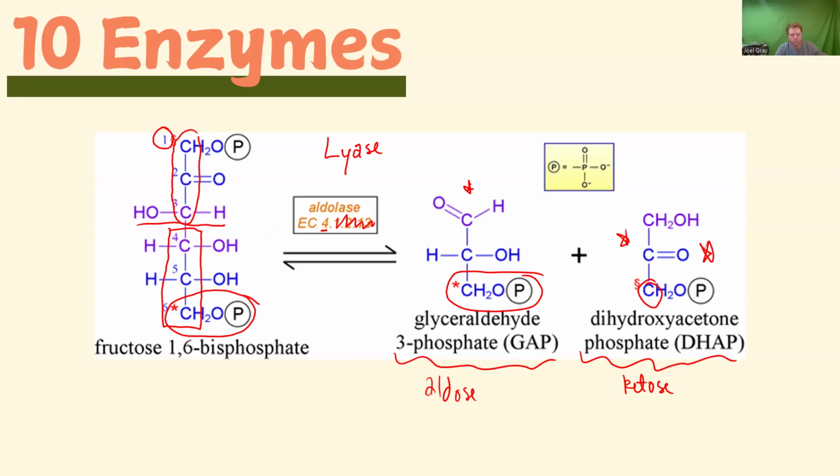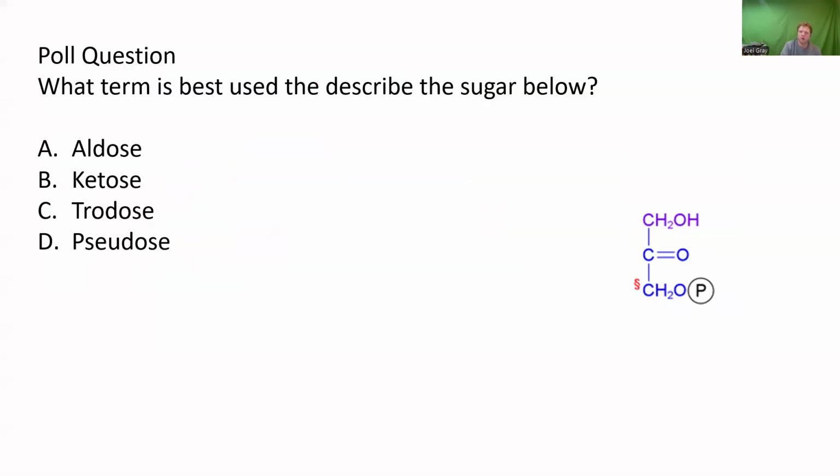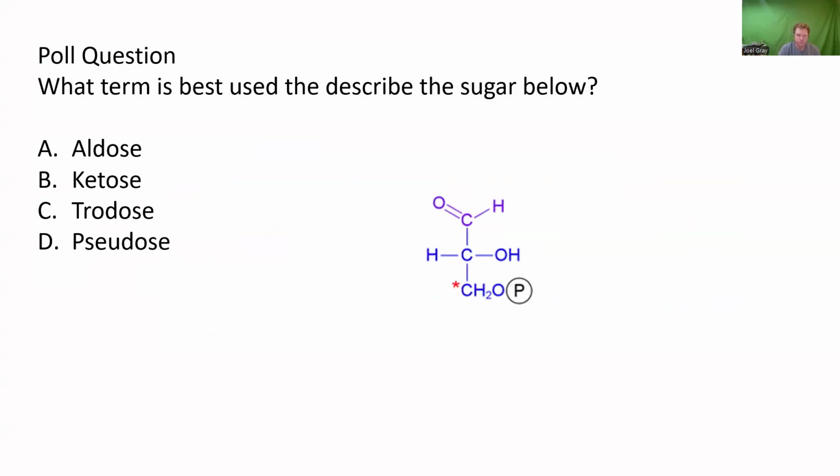Okay. Now, the important takeaway is that we're splitting a 6-carbon molecule into two 3-carbon molecules. That's an important point because at the end of all of this, what are we going to end up with? Two 3-carbon pyruvates. Now, the best term to describe this sugar below, okay, we've got carbon, carbonyl, carbon. This is a ketose. This carbon number 1 right here is an aldehyde, so this is an aldose.